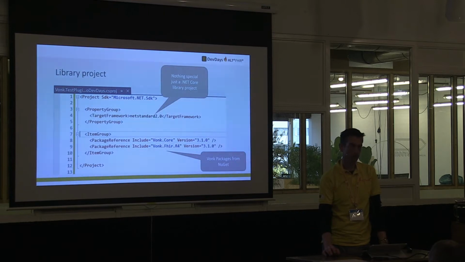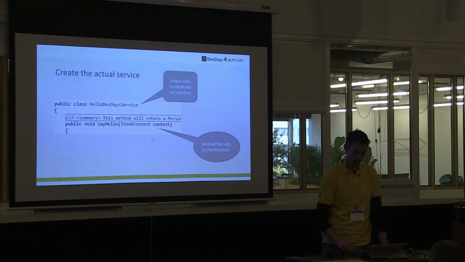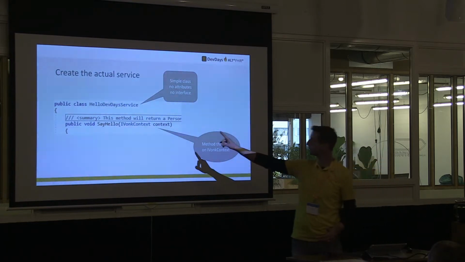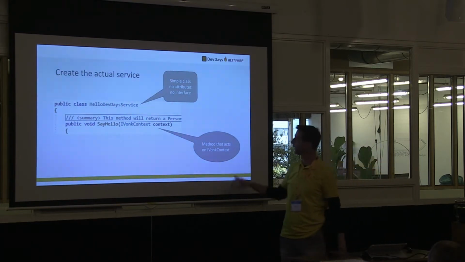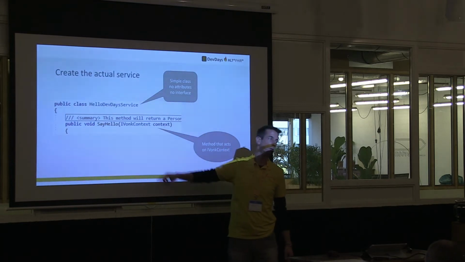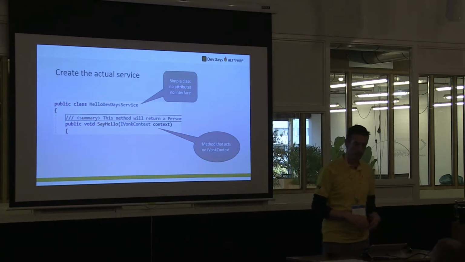And in this case, I chose to implement it for Fire R4. Vonk can support R3 and R4. You can implement it for R3, R4, or both. If you implement them on both, you need to take a little care to not break either one. And then you create an actual service that does the work. That's also nothing special. It's a class, it has no interfaces, it has nothing. But it has a method that takes the IVonkContext as a parameter.